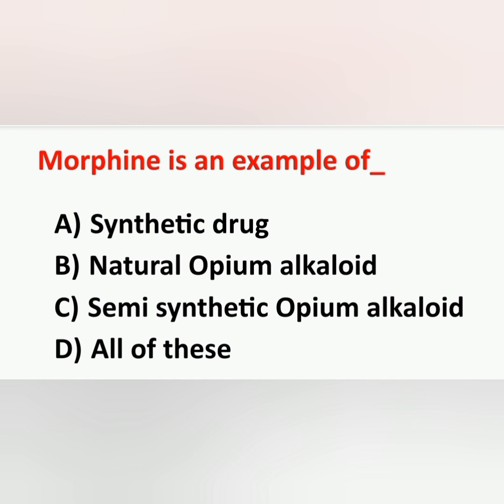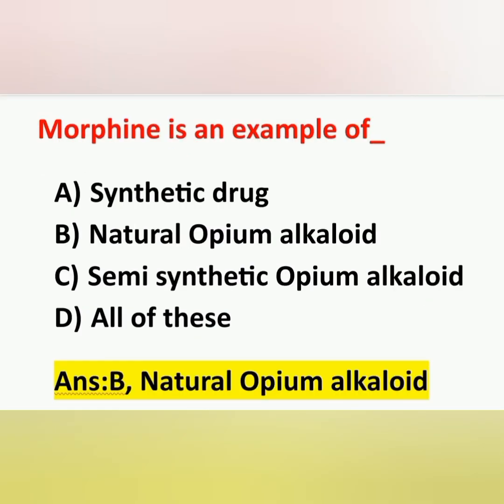First question, morphine is an example of, and our options: option A synthetic drug, option B natural opium alkaloid, option C semi synthetic opium alkaloid, and option D all of this. Correct answer is option B, natural opium alkaloid. This morphine is an example of opioid analgesic.